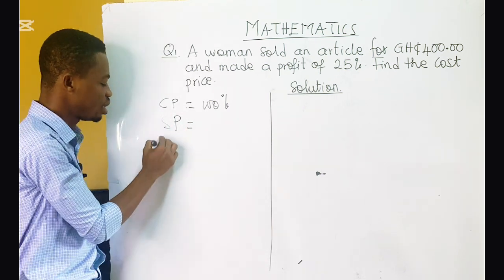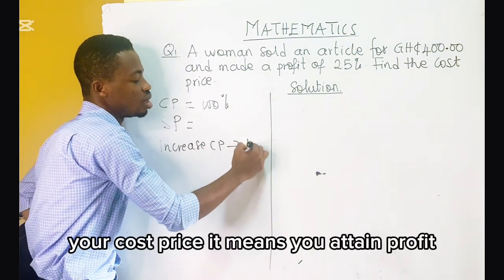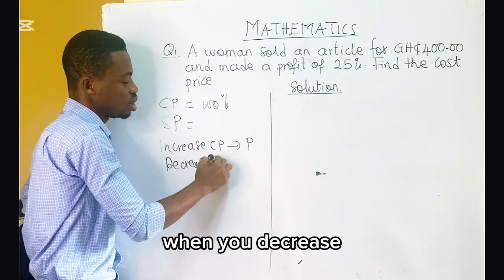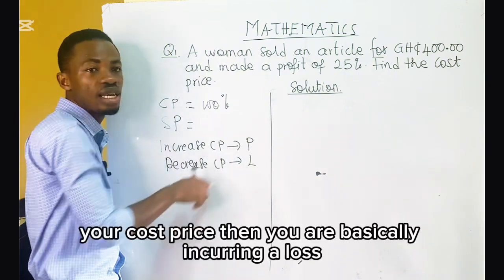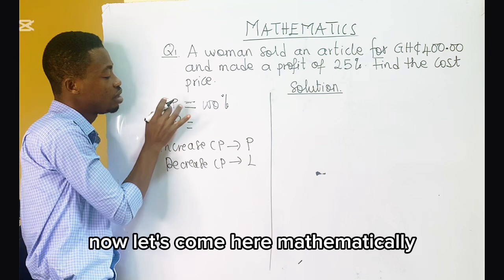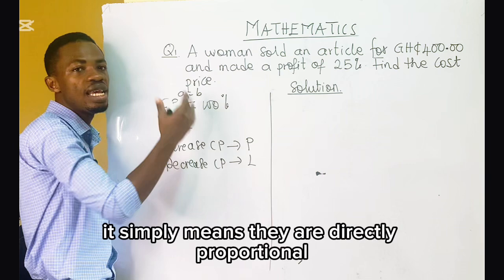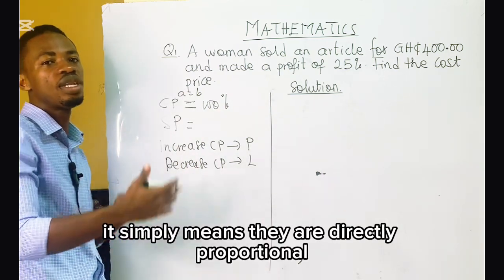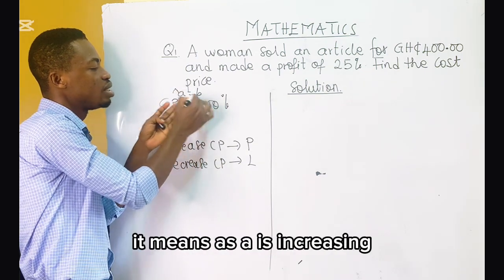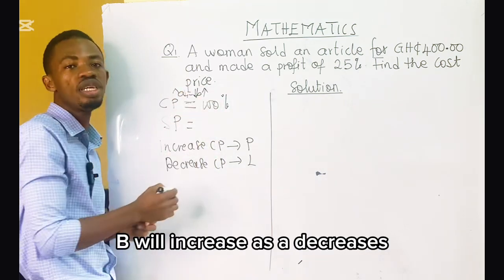Understand that when you increase your cost price, it means you attain profit. When you decrease your cost price, then you are basically incurring a loss. Now let's come here. Mathematically, if you see, let's say A is equal to B, it simply means they are directly proportional. A and B are directly proportional. This is a basic understanding. It means as A is increasing, B will increase. As A decreases, B will also decrease.